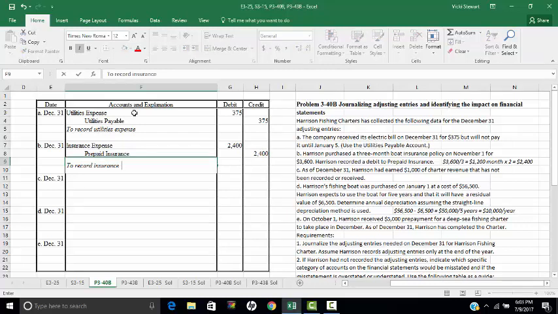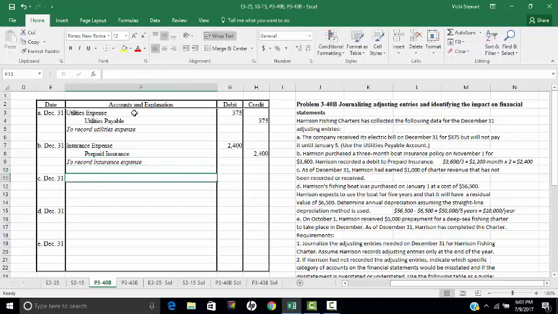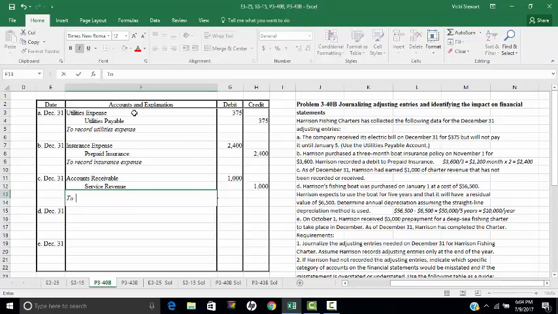insurance expense. C states that as of December 31st, Harrison had earned $1,000 of charter revenue that has not been recorded or received. So we need to debit accounts receivable for $1,000 and credit service revenue for $1,000, because these are amounts that we have earned but we haven't collected. And our explanation will be to accrue service revenue.